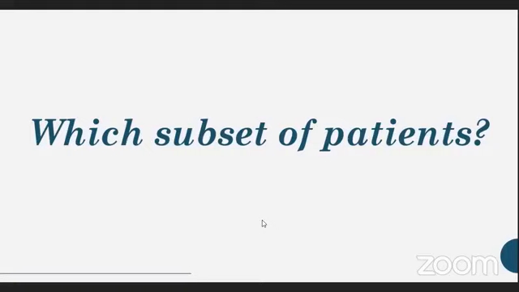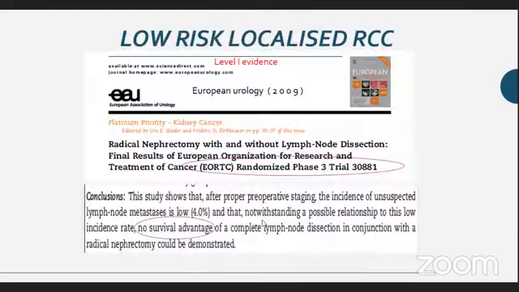So let us go through which subset of patients should we do lymph node dissection. So we had a good randomized control trial looking at low risk disease, an EORTC trial, which clearly said that there is absolutely no advantage in doing lymph node dissection as a bottom line for every RCC. So if you have a low risk disease, a tumor size 6 centimeters or even 7, you don't need to completely go and do lymph node dissections for all of them.